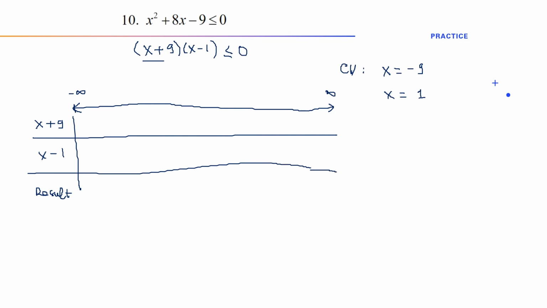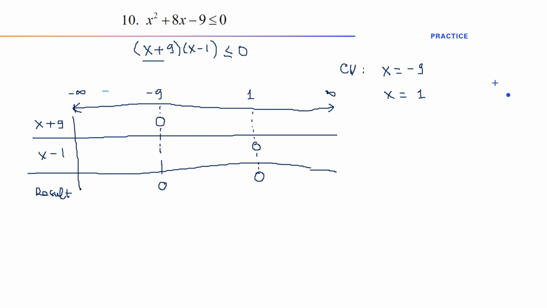Alright, now we just plug in from left to right. Negative 9 is less than 1. So we have that. And we know that if x equals negative 9, we will have 0 here, right? And that makes the result 0. It means the product of two factors equals 0. So the same as 1, here is 0. Make it 0.